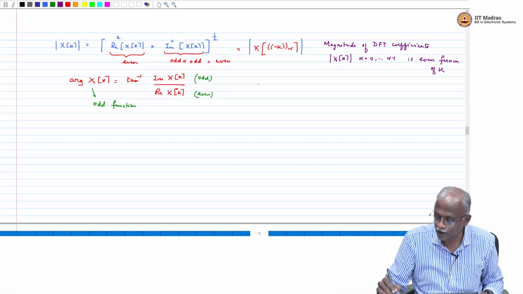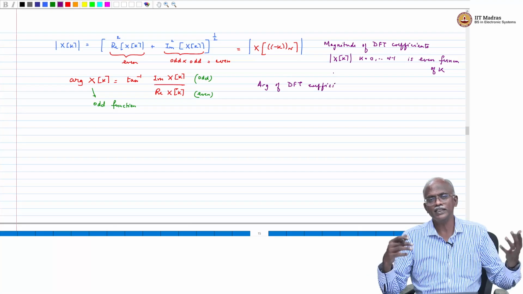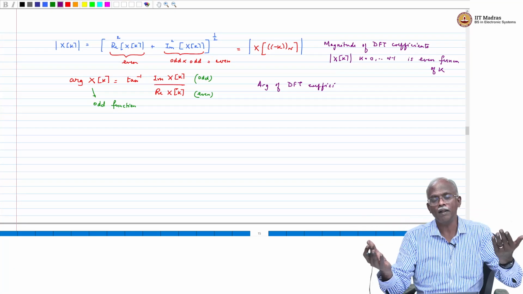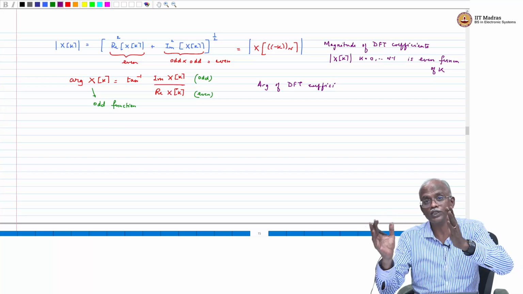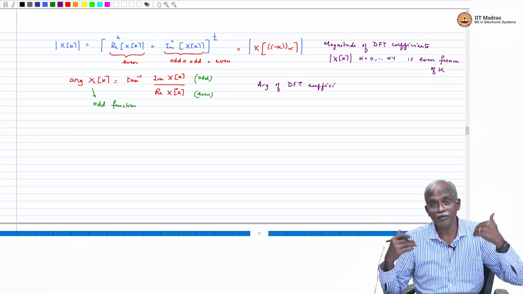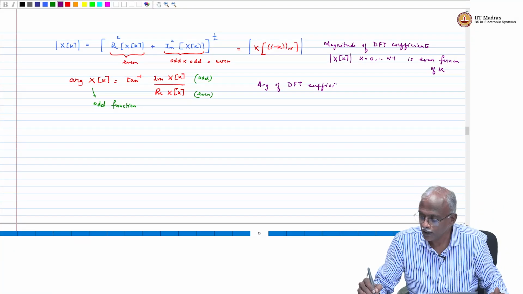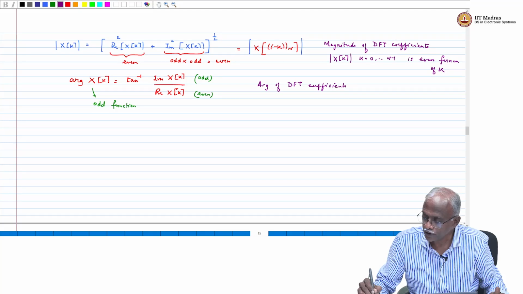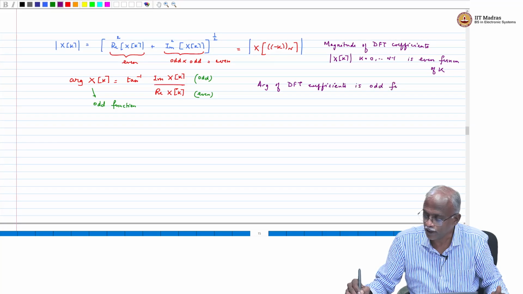The argument of the DFT coefficients is an odd function of k. So this is in some sense like a sampling of the magnitude response and the phase response.